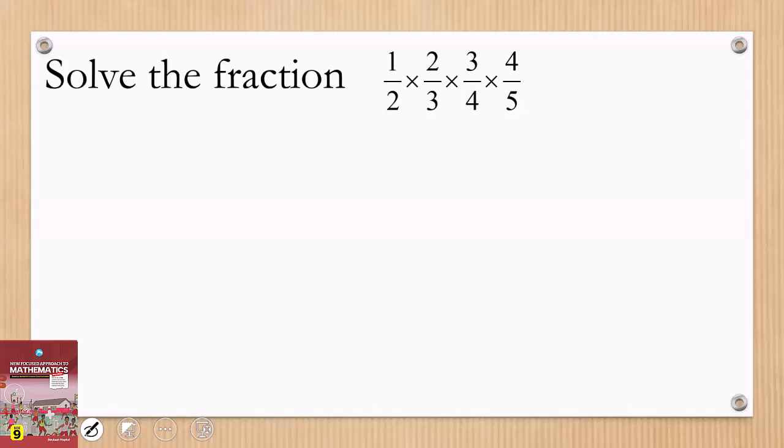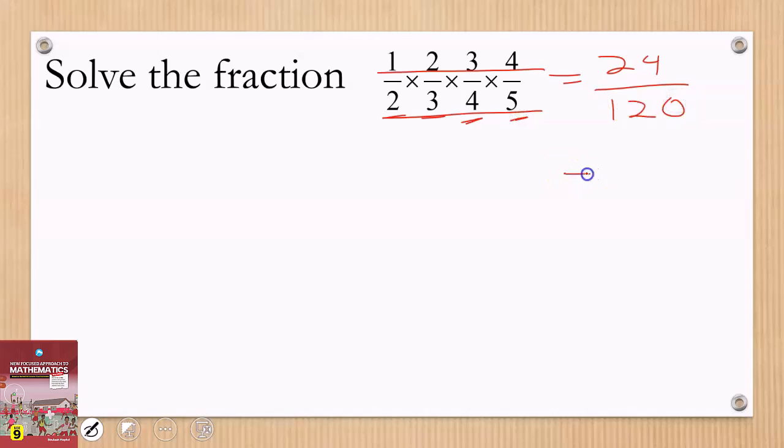So this first example here, we'll have different options. The first option is to multiply everything at the top, everything at the bottom. So 1 times 2 is 2, times 3 is 6, times 4, we say 24. So you have 24 here. Then 2 times 3 is 6, and 6 times 4 is 24. 24 times 5 is 120.